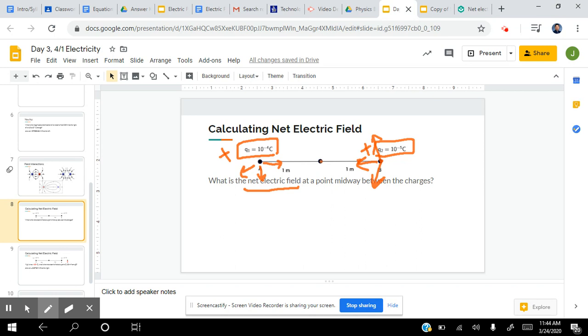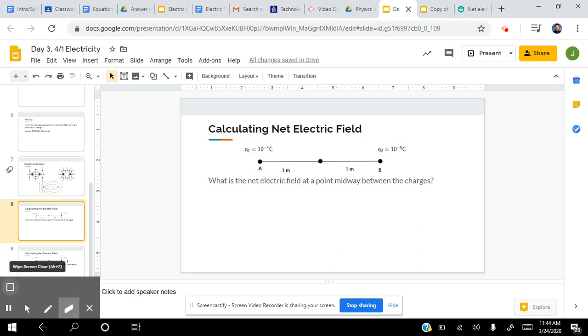So basically what we need to figure out is which one of these, Q1 or Q2, is essentially pushing it more, so that we can determine which direction it's going, either to the left or to the right. So in order to do that, what we need to do is figure out the electric field for each one. Just think about it individually. So we'll figure out the electric field for A first.